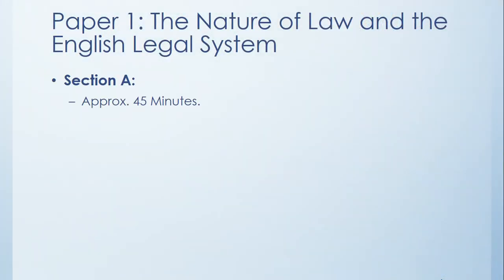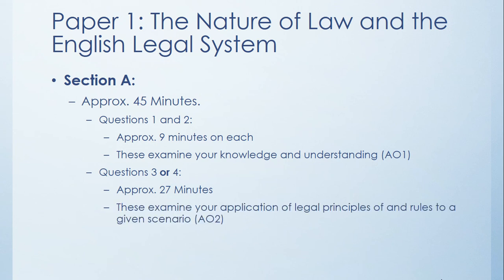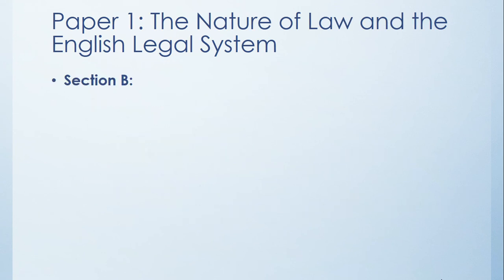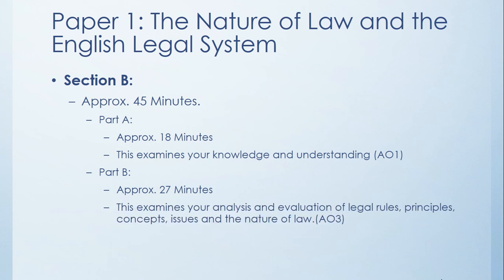Okay, so answering the questions, you should spend around 45 minutes in section A on paper 1, which is roughly around 9 minutes on question 1 and question 2 each. And question 3 or 4 will be around 27 minutes, which examines AO2. Section B, you should spend 45 minutes. Part A, which is the 10 marker, approximately 18 minutes, which is for AO1, and Part B, which is for your 15 marks, 27 minutes for AO3.